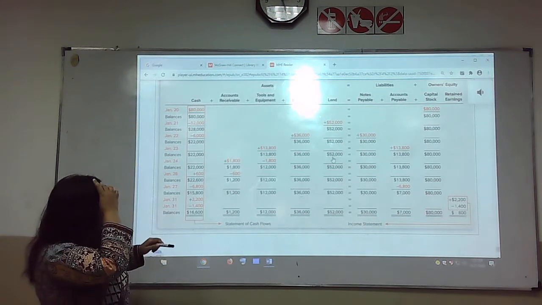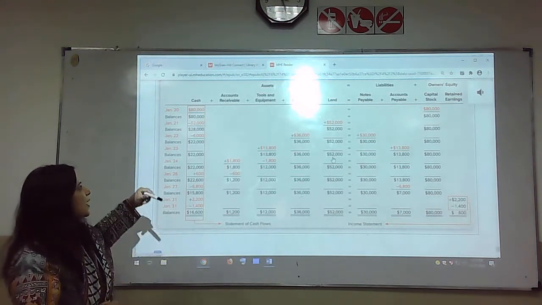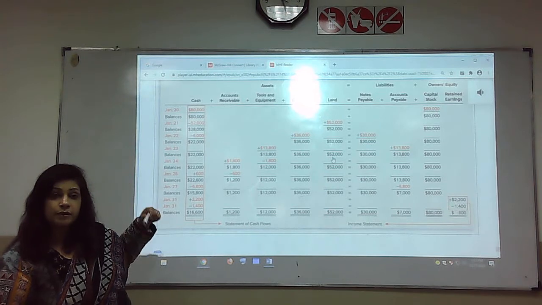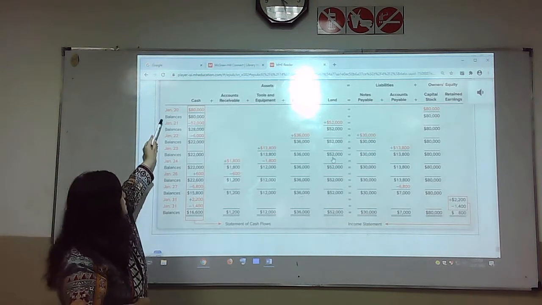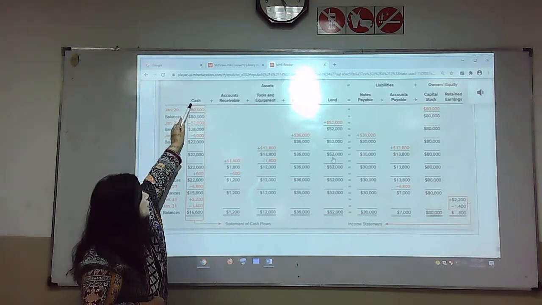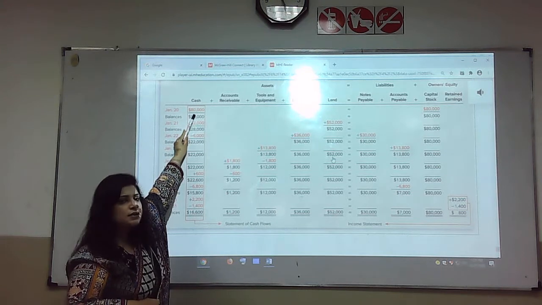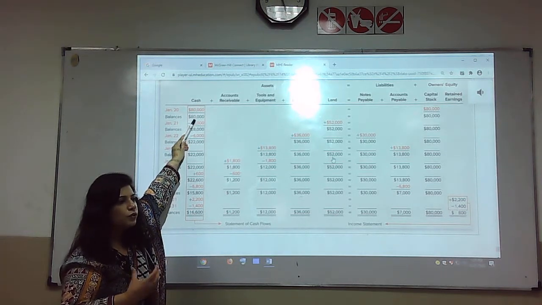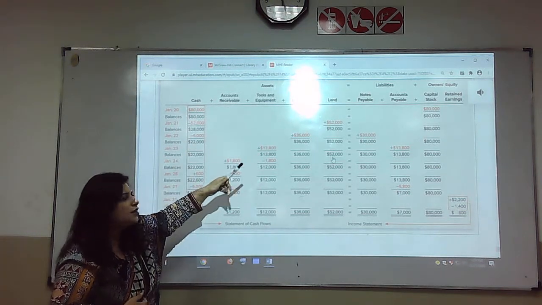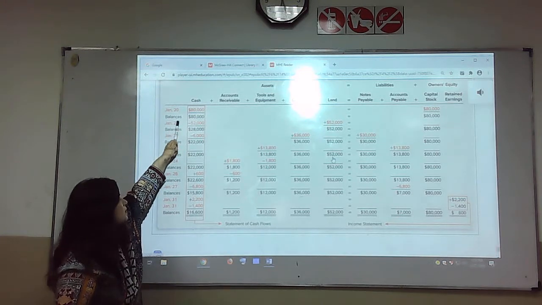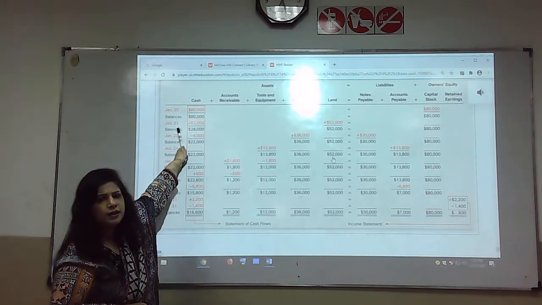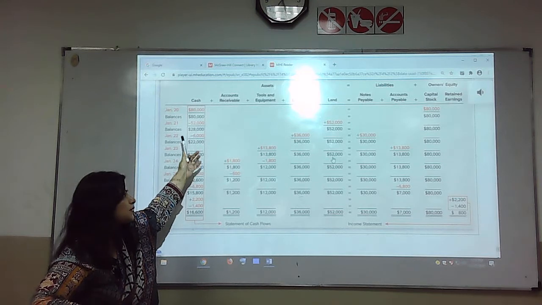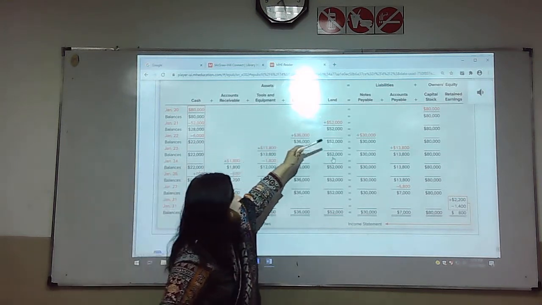So now the entry was that cash was debited and capital stock was credited. So now you can see on January 20th, cash is debited, and that's the opening. This is the opening cash, the January 20th balance. You can just treat it as the opening balance because that was the start of the year. And now you can see the red.